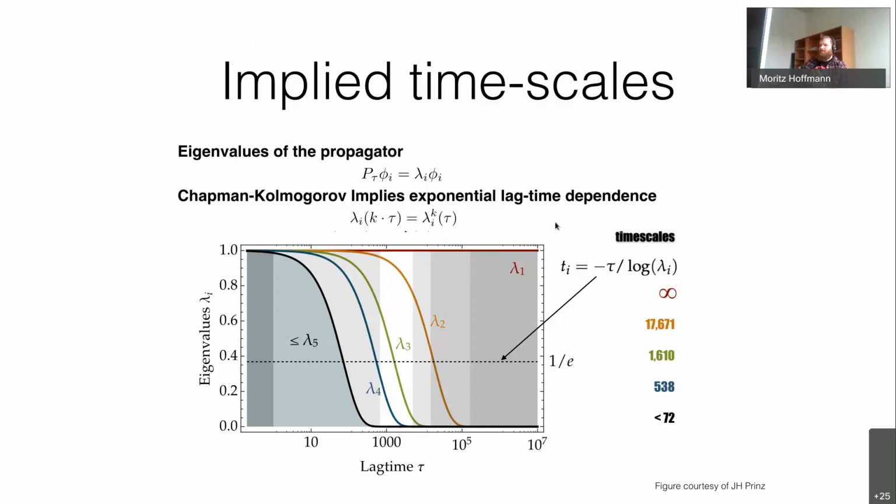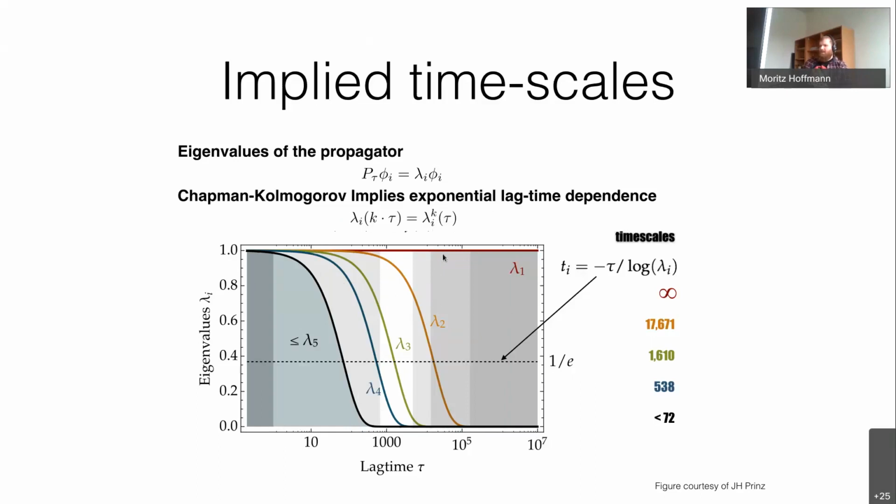This is because of the Chapman-Kolmogorov equality. So we know that if we have such a lambda i, which is an eigenvalue, and we look at it at a multiple of the lag time tau, then we have this exponential relationship. And this means that if we increase the lag time tau here on the x-axis, the eigenvalues lambda, which are smaller than 1, will decay exponentially. This is what this plot shows.